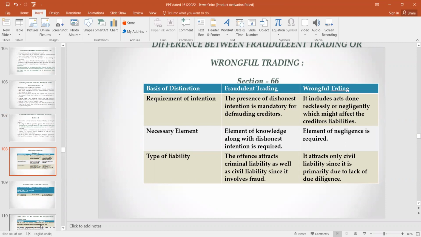So there is the element of knowledge along with dishonest intention. Here, there is the element of negligence. As for the type of liability, fraudulent trading attracts criminal as well as civil liability, and wrongful trading attracts only civil liability.